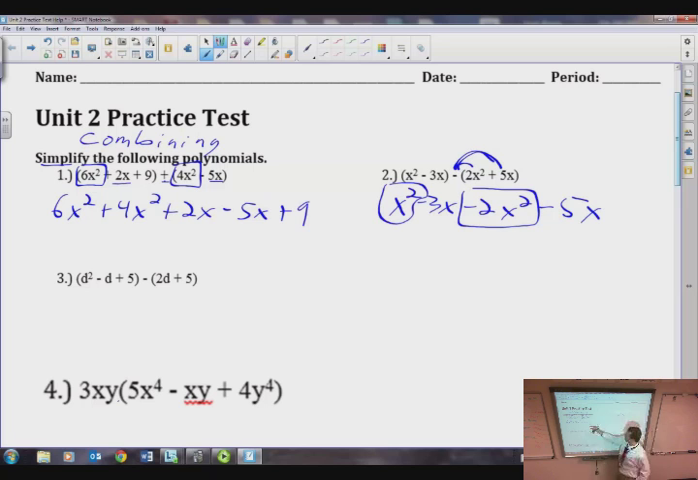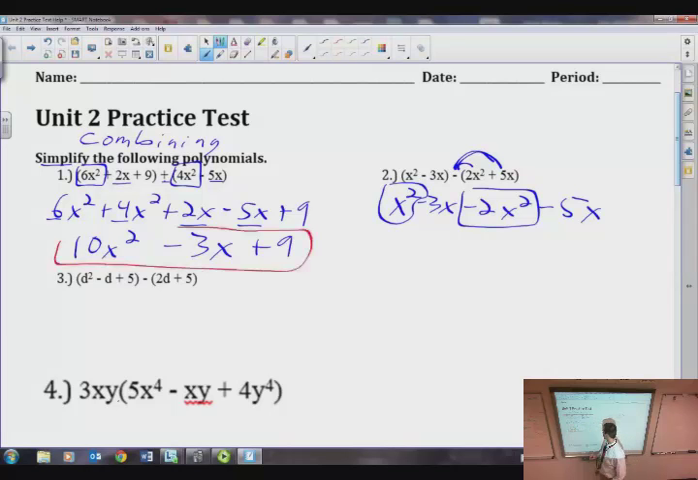Okay, so let's jump back to number 1, combining like terms. 6x squared plus 4x squared is 10x squared. And then 2x and negative 5x is negative 3x. And then plus 9. So your final answer there is 10x squared minus 3x plus 9.